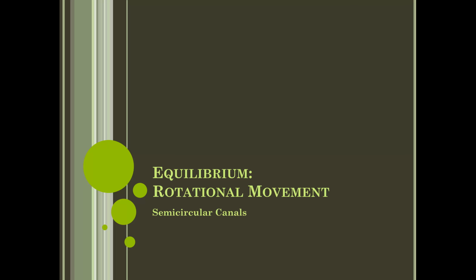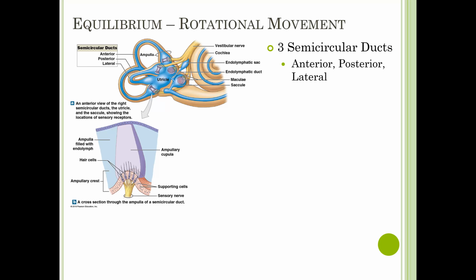So now in this section, we're going to look at equilibrium, and specifically we're going to look at rotational movement, which is sensed by the semicircular canals. If we look within the semicircular canals, they all have these membranous ducts that are made up of the membranous labyrinth, and so these are called the semicircular ducts. As we mentioned earlier, there are 3 of them in the 3 different planes of motion, and they are named the anterior, posterior, and lateral.